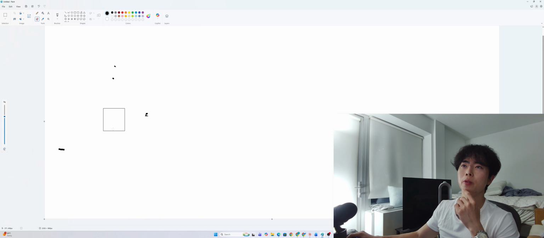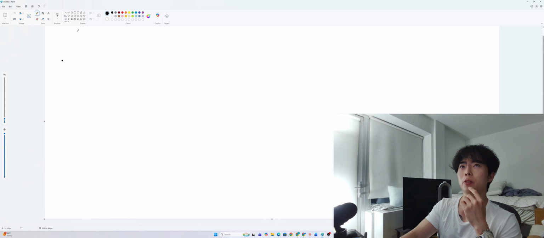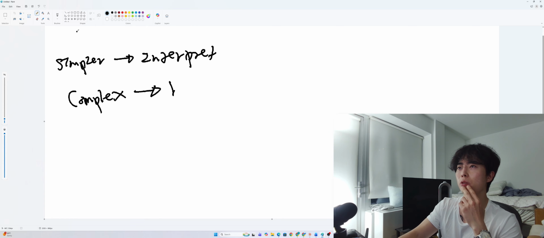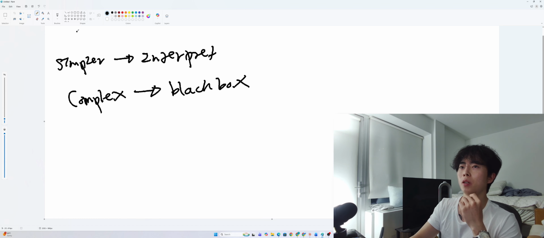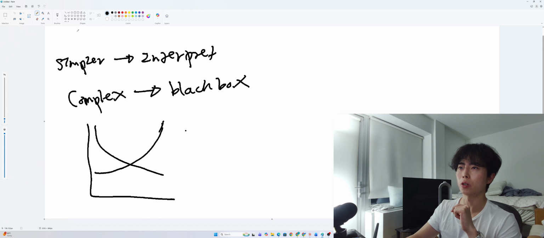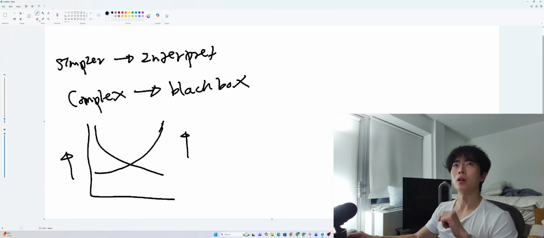But the good thing is, the simpler the model, the higher the interpretability. We can interpret it really easily. Complex models like deep learning models and XGBoost are hard to interpret, so they're black box models. And there's a variance-bias trade-off, which is like the graph here. The more complex the model we use, the harder it is to look at, and the higher the variance risk is. The simpler model is going to be higher bias, lower variance.